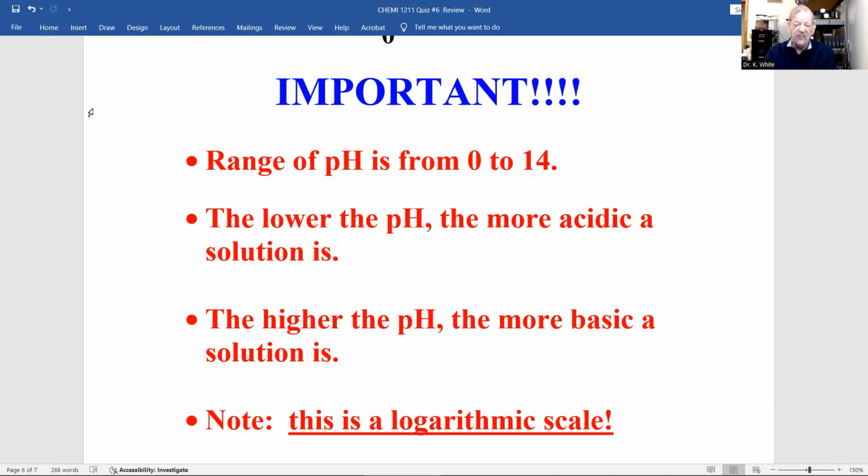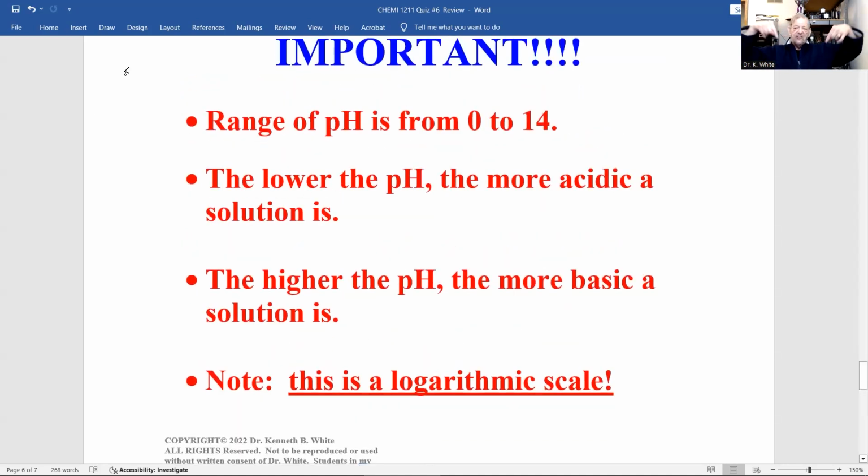It's a logarithmic scale. So pH 2 to pH 3, that's a 10 times greater difference in the hydronium ion concentration because of the logarithmic scale. It's not just one little unit, it's a power of tens.